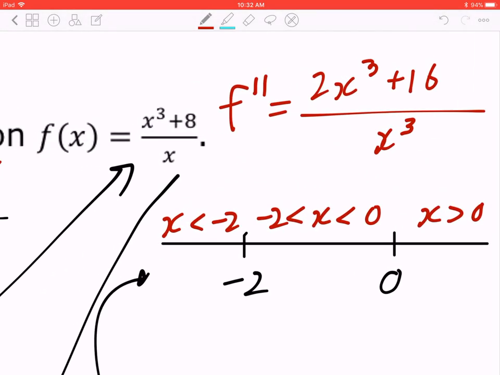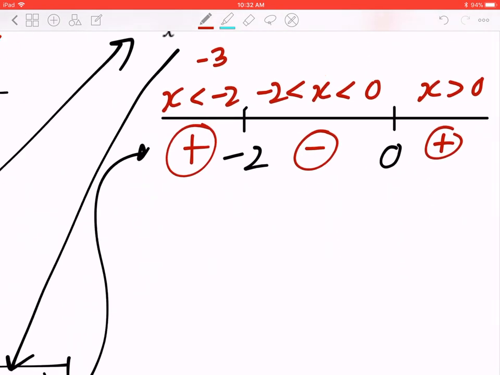But let's say you pick a number less than negative 2. Let's say you pick negative 3. When you plug it back in now, this is 2 times negative 3 cubed plus 16. That's a negative number. Divided by negative 27, that's a negative number. So negative divided by negative, that's going to be positive. Likewise, you can pick a number between negative 2 and 0. Let's say you pick negative 1. If you plug it back in, that's negative 2 plus 16, that's positive, divided by negative 1, which is negative. And again, positive divided by negative is negative. Last but not least, if you pick a positive number, let's say 1, it's going to be positive over positive.